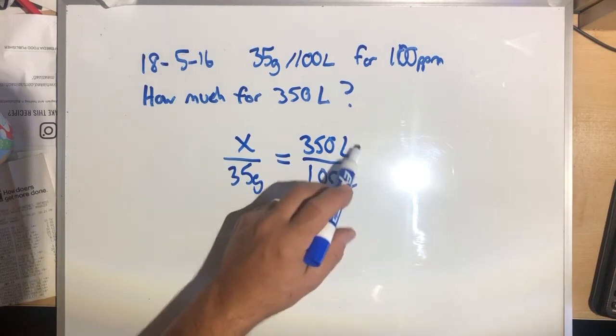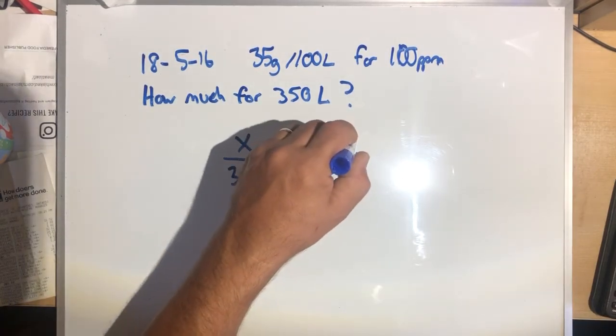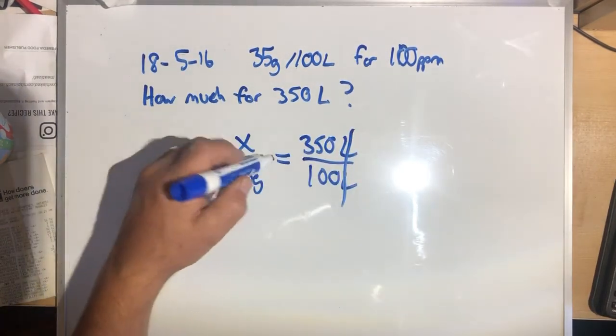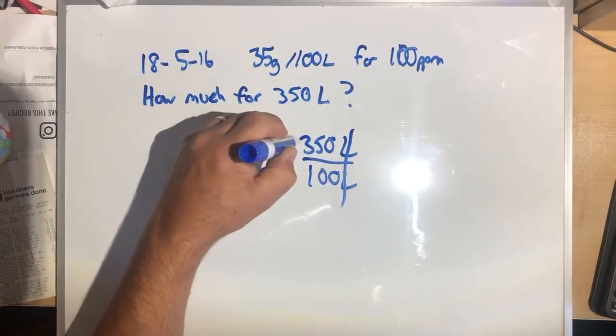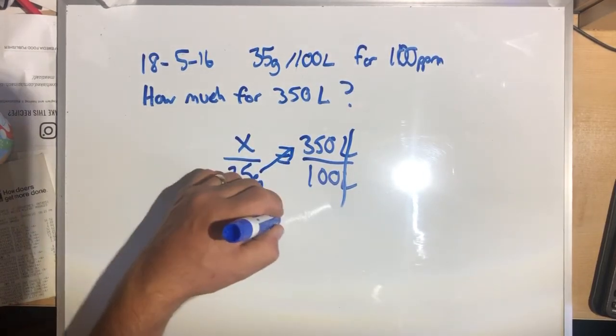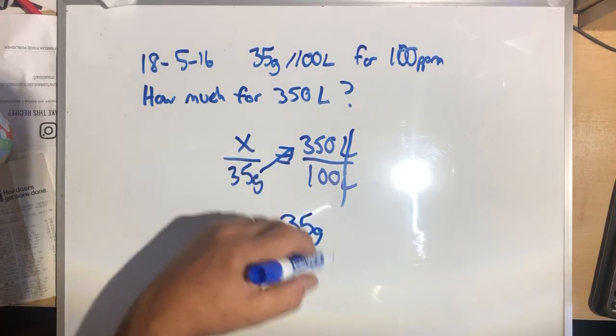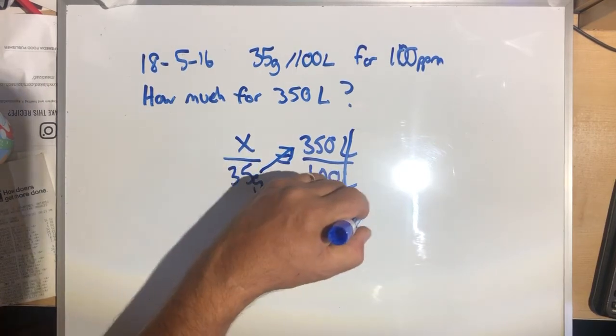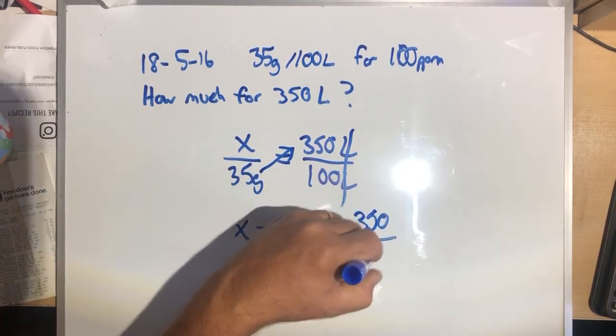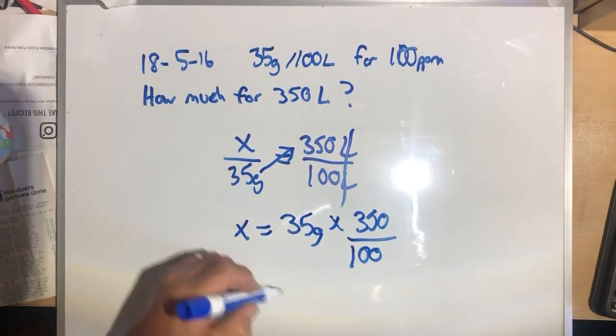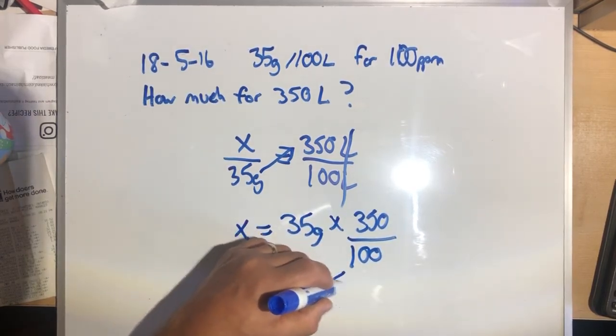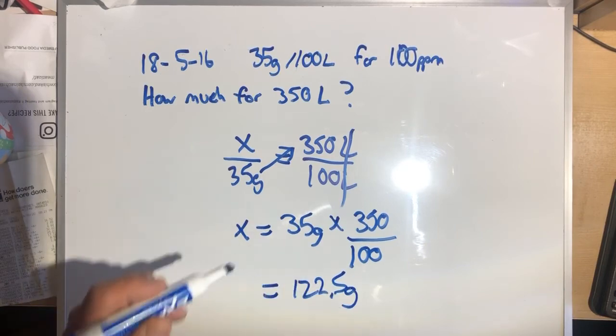As long as we have these units the same, the liters cancel because they're over top each other. We bring this up, multiply, right? So x equals 35 grams times 350 liters divided by 100 equals 122.5 grams.